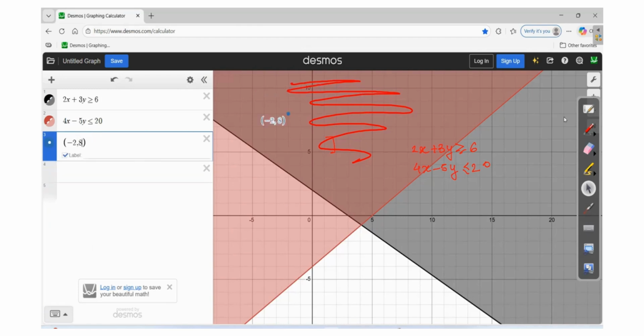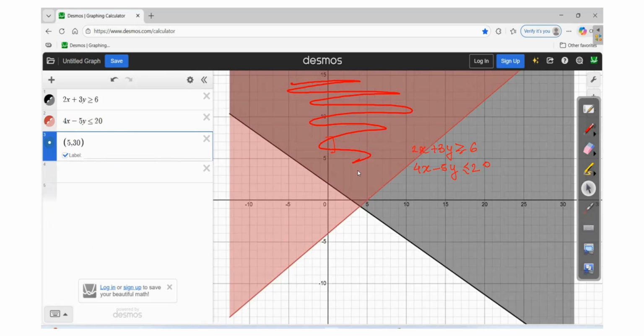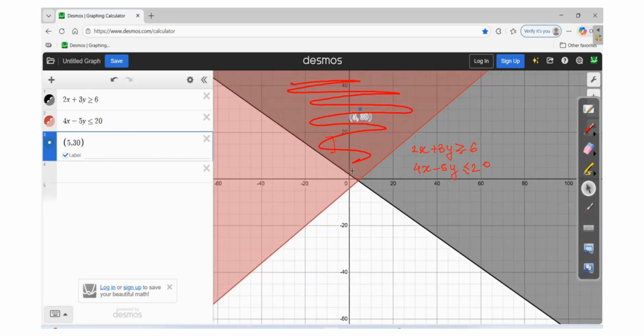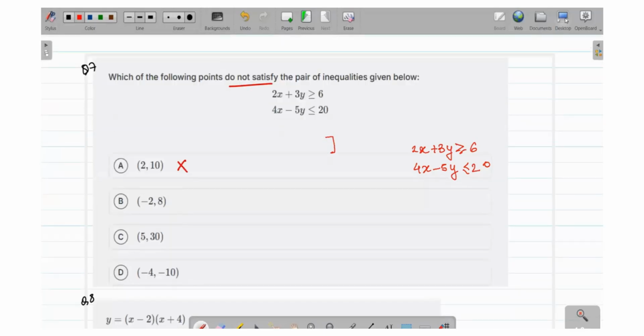This is also lying inside, so that is not our answer. (5, 30). Let's try to observe. If we label this point, it is again lying inside, and we have the last point, which is (−4, 10).